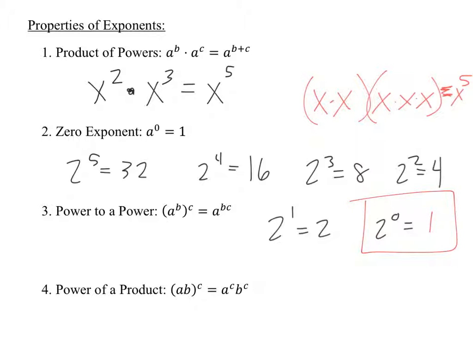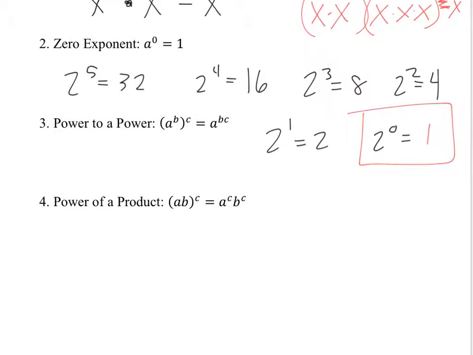Power to a power, number 3. Who can explain power to a power? Give me an example of A to the B to the C. What do you got?